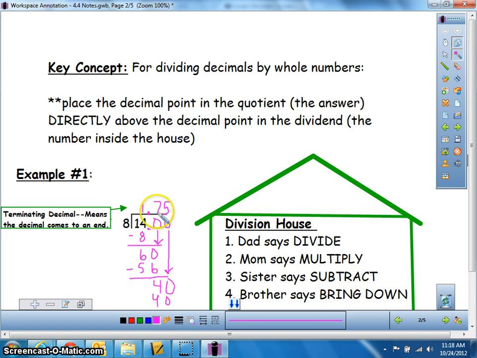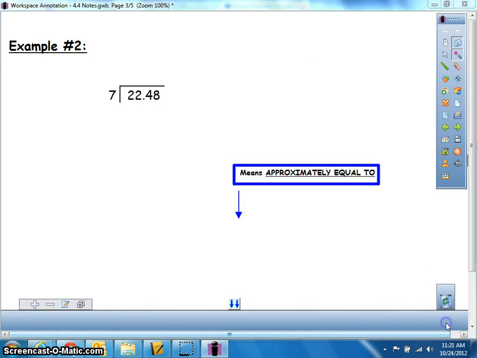This number here, 1.75, is my quotient, and we call this a terminating decimal because it comes to an end. There wouldn't be anything other than zeros after this, so we call this a terminating decimal. All right, so let's move on, see what we got next.